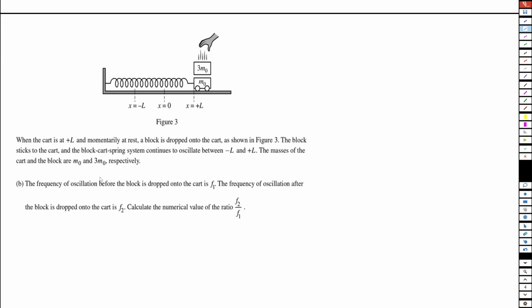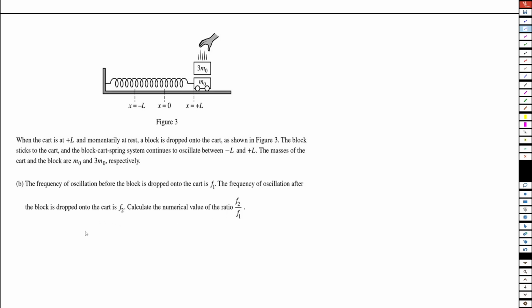Part B, when the card is at plus L and momentarily at rest, a block is dropped onto the card. The block sticks to the card, and the block card spring system continues to oscillate between minus L and plus L. The masses of the card and the block are m0 and 3m0. The frequency of the oscillation before the block is dropped onto the card is f1. The frequency of oscillation after the block is dropped onto the card is f2. Calculate the numeric value for the ratio f2 over f1.